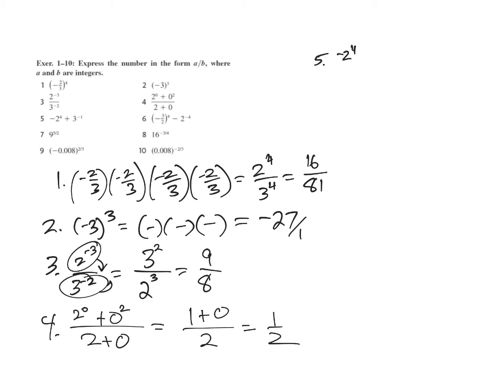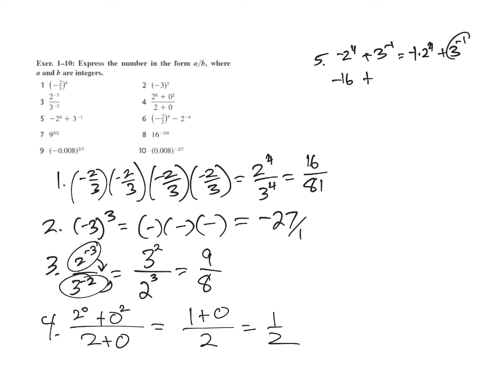Negative 2 to the 4th plus 3 to the negative 1. Now, the negative 2 to the 4th, the negative is not on the 2. That's really negative 1 times 2 to the 4th plus 3 to the negative 1. So negative 1 times 2 to the 4th. 2 to the 4th is 16 times the negative 1 is negative 16.